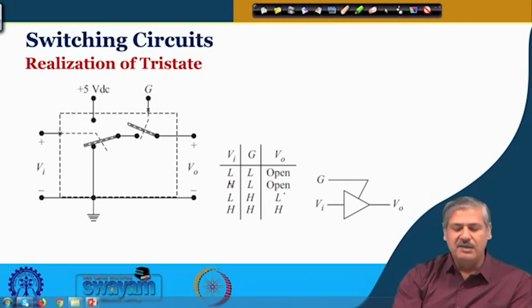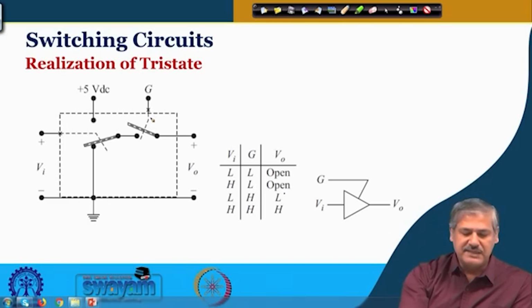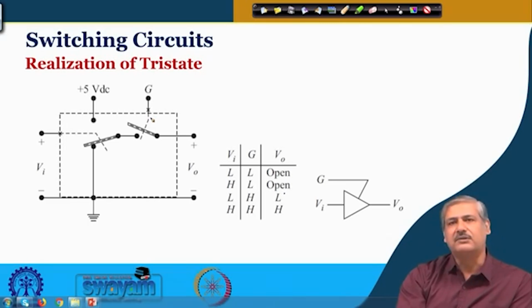Now, why is it called tri-state? When G is low, that means it is disconnected. The circuit at the output does not get either 5 volt or ground, it is not getting any of them.